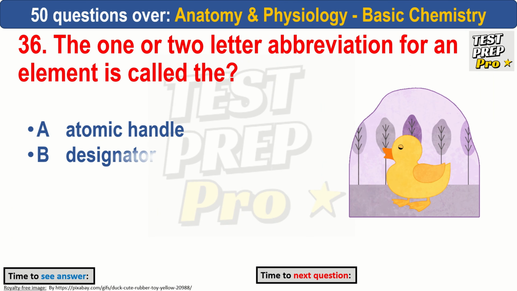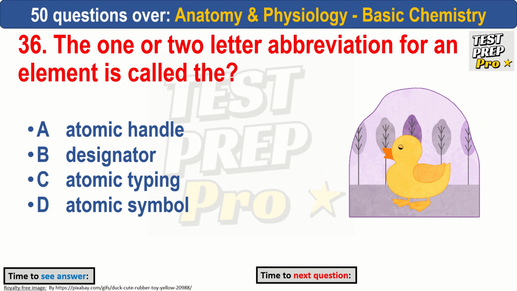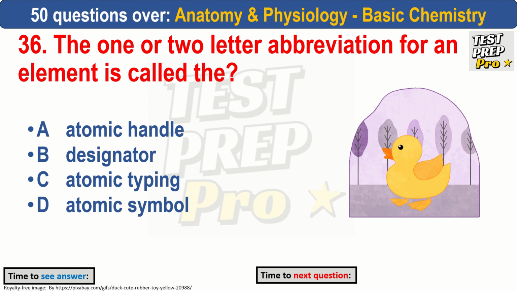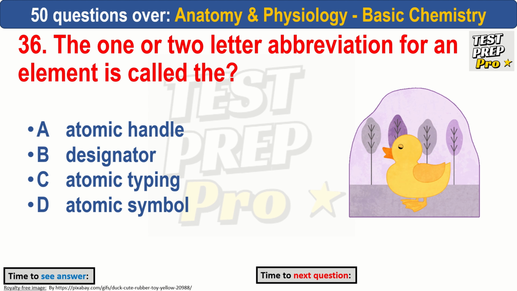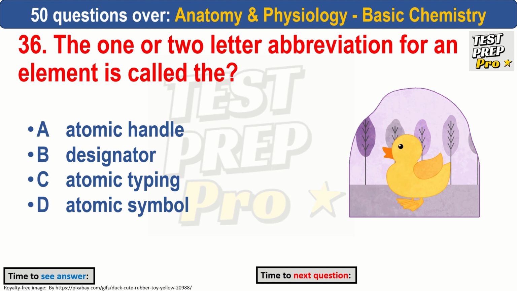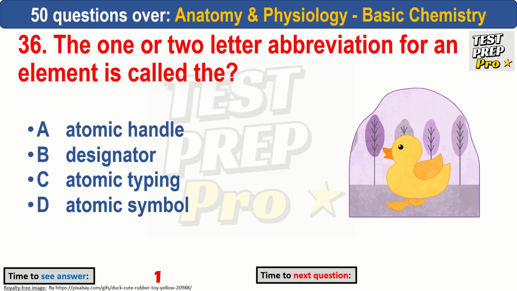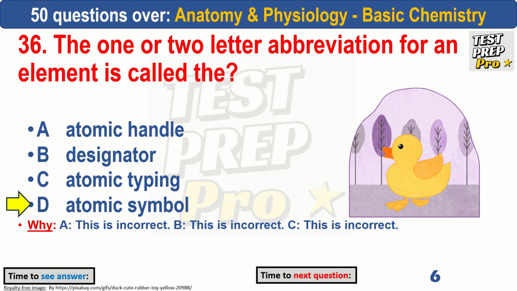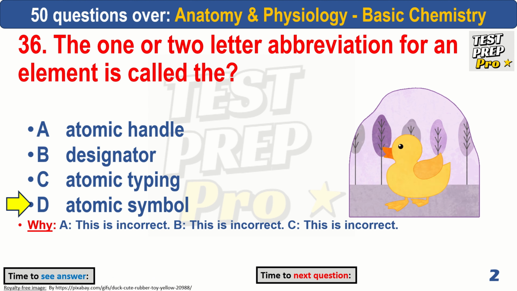The one or two letter abbreviation for an element is called the A, atomic handle, B, designator, C, atomic typing, D, atomic symbol. The answer is atomic symbol. That's the one or two letter abbreviation, like C for carbon or Fe for iron, for an element.